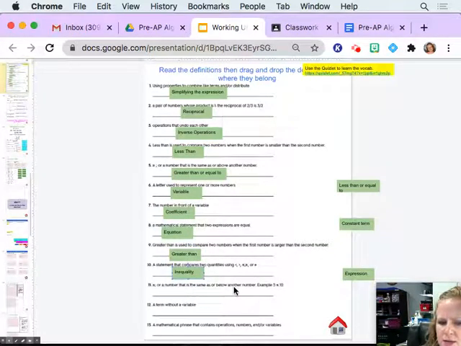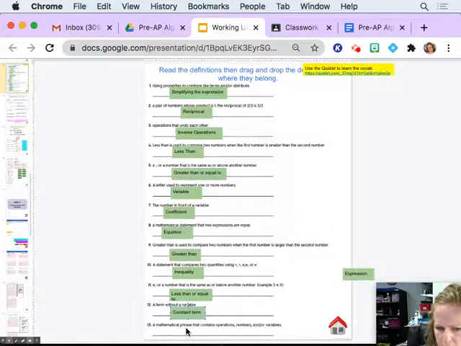Less than or equal to, number that is same as or below. Less than or equal to. A term without a variable is a constant term. A mathematical phrase that contains operations, numbers, and or variables. Expression. Okay, I'm going to show you something really cool.